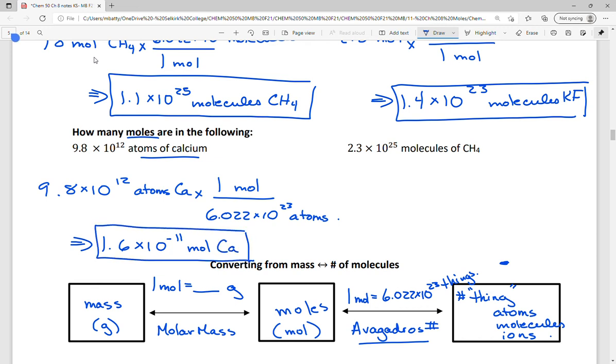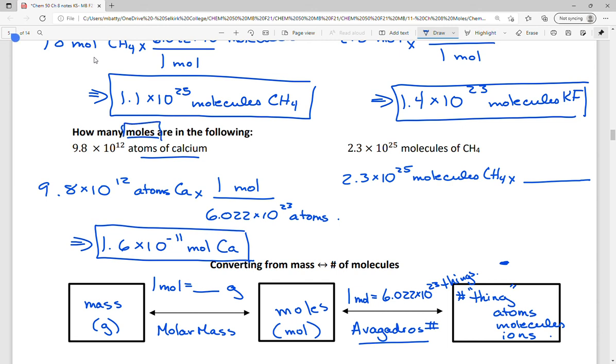Sometimes I forget where I'm going, which is why I like to map it out. So the last one here, we've got 2.3 times 10 to the 25 molecules of methane. I'm going to totally run out of space. I'm starting with the number of things, and I want to go to the number of moles.